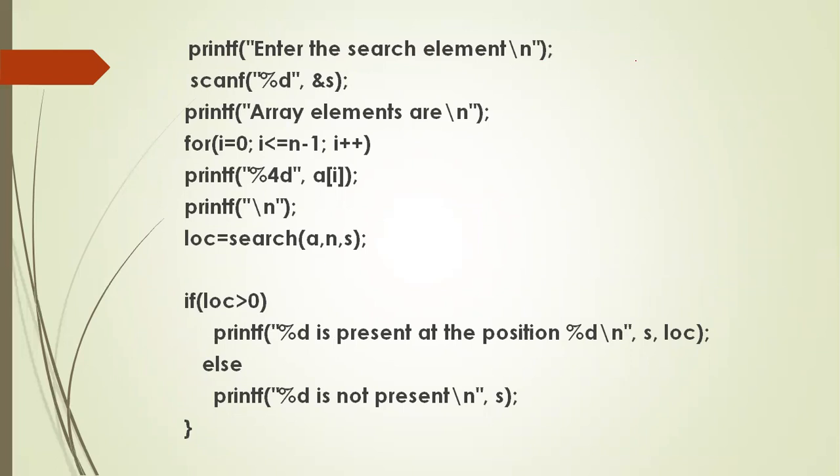Then you display the array. Array elements: for i equal to 0, i less than or equal to n minus 1, i plus plus, printf A[i]. So it will print 10, 20, 30, 40, 50. Next, I have written a function called search. For that function, I will pass the array as a parameter, and the number of elements in the array, which is 5. And the element I'm searching is 40.